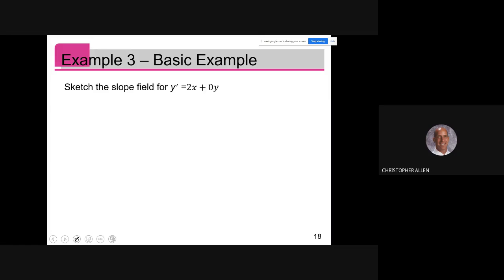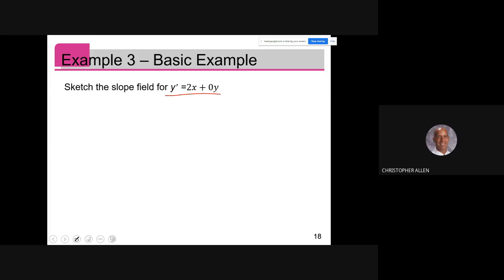Let's look at an example. Now, guys, do me a favor. Don't take any notes on this one yet. Let me explain what's going on, okay? Let's say I gave you this differential equation. Hopefully you see it's got a derivative, and then on the other side it's got some function.